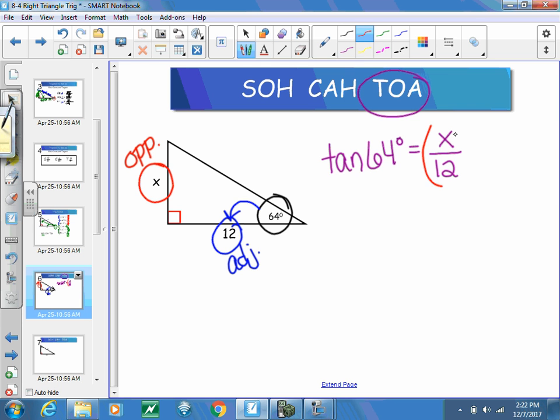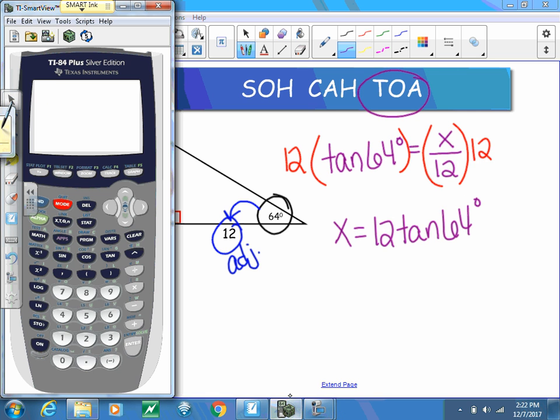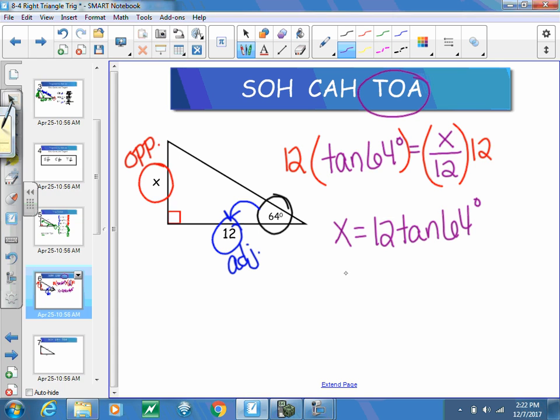Solving for x, I'm going to go ahead and multiply both sides of my equation by 12. This now gives me that x is equal to 12 times the tangent of 64 degrees. So I'm going to go to my calculator and type in 12 times the tangent of 64 degrees, hit enter, and 24.6 is my answer. So x equals 24.6, and there's our answer. Setting it up with a trig ratio and then solving for x.